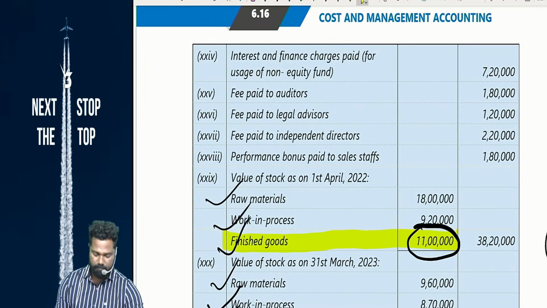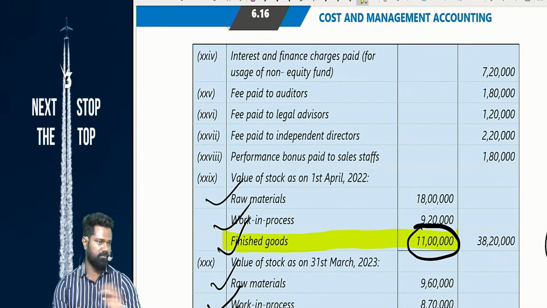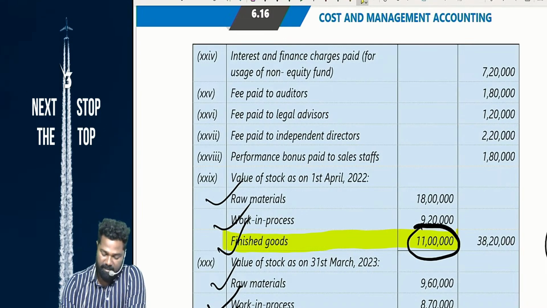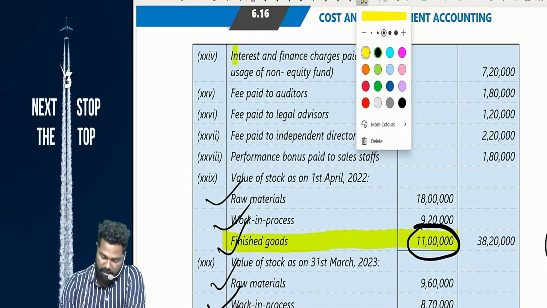Next, let us assume interest and finance charges, like in this question he assumed it to be working capital. He assumed this interest to be working capital in the question. Which one? This one. Okay, what is he assuming this to be?